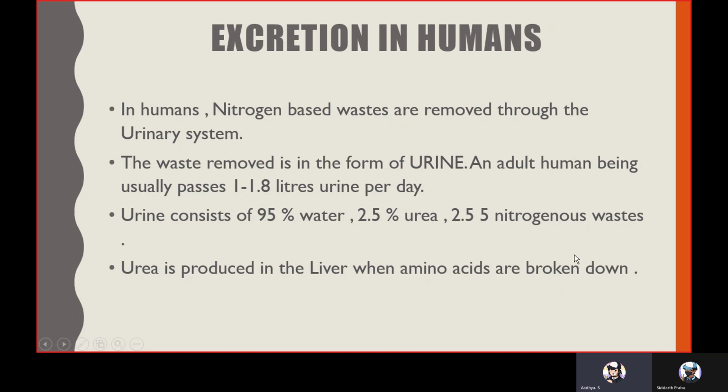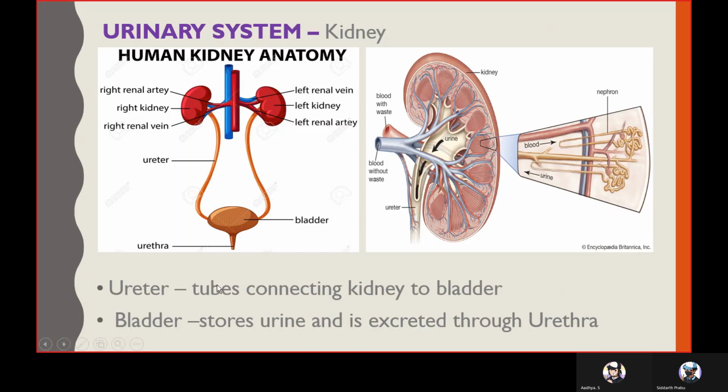Urine consists of 95% water, 2.5% urea, and 2.5% nitrogenous waste. Urea is produced in the liver where amino acids are broken down. The urinary system includes the kidney. The urinary system is the human kidney anatomy.